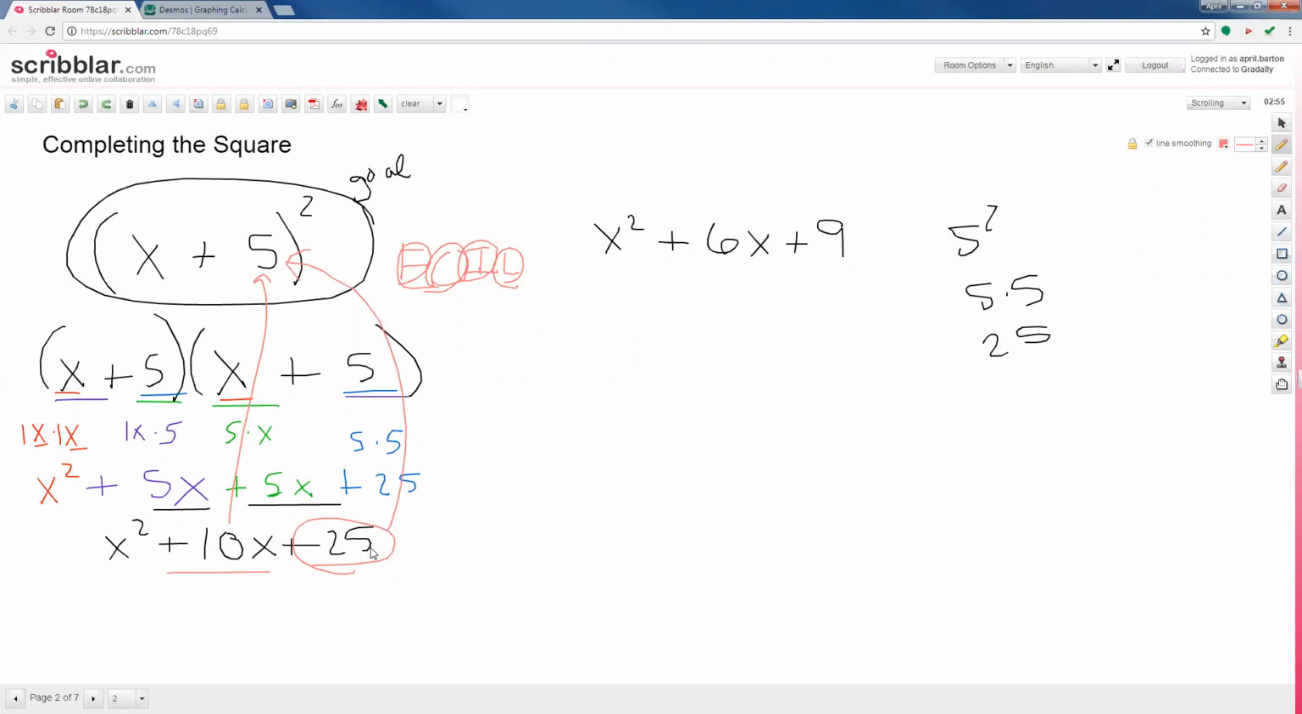What could we do? Good. Square root it. That is correct. If you square root 25, that takes you back to a 5. What about the 10? What could we do to the 10 to get it back to a 5?